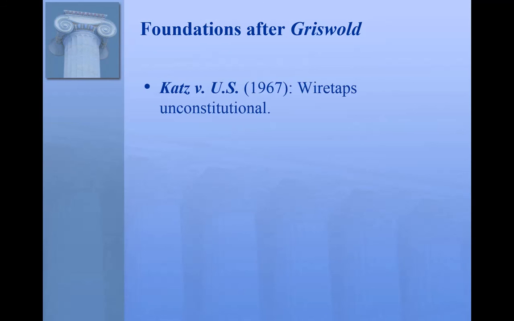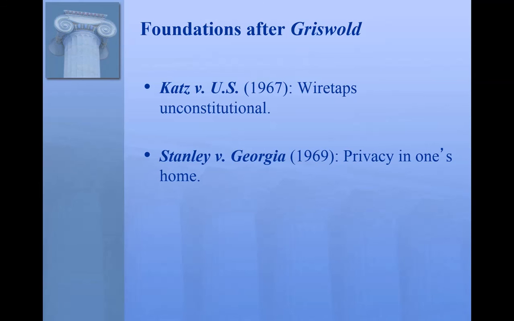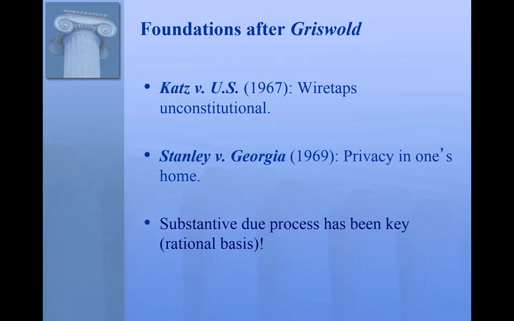Now, after Griswold, we get a number of cases, Katz versus United States, in which the Supreme Court says that individuals have a right to privacy where they create it. So the right to privacy attaches to the individual and not to the place. And the court says that using wiretaps without a warrant on someone who's attempting to keep his conversation private is unconstitutional. In Stanley versus Georgia, the court identifies privacy in one's home. That's the case related to pornography, having pornography in the home. And here, substantive due process was key to making these decisions, and the court uses rational basis to make the decisions that a right to privacy exists in the home and in other areas of life.